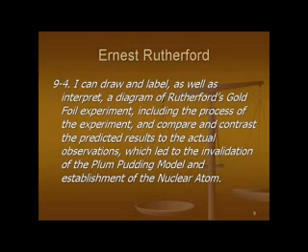And the next individual who comes on the scene in terms of the history of the development of atomic theory is Ernest Rutherford, a British scientist. And the learning standard that will help us to understand what Rutherford did is this. 9-4, I can draw and label as well as interpret a diagram of Rutherford's gold foil experiment, including the process of the experiment, and compare and contrast the predicted results to the actual observations, which led to the invalidation of the plum pudding model and establishment of the nuclear atom.